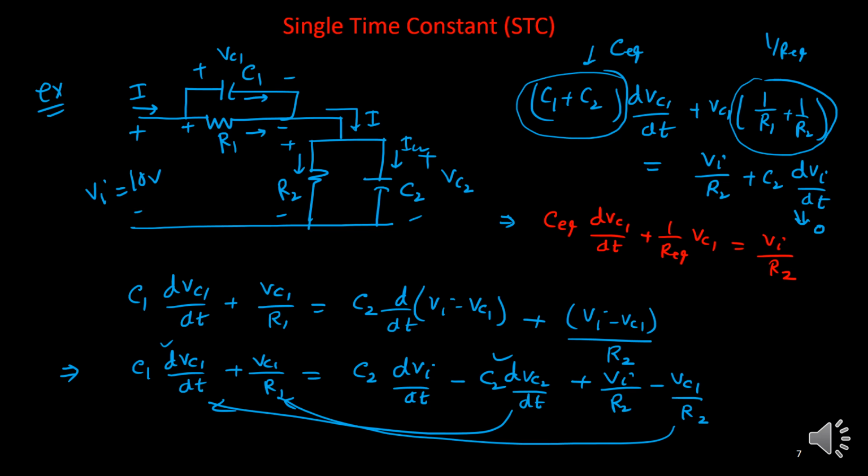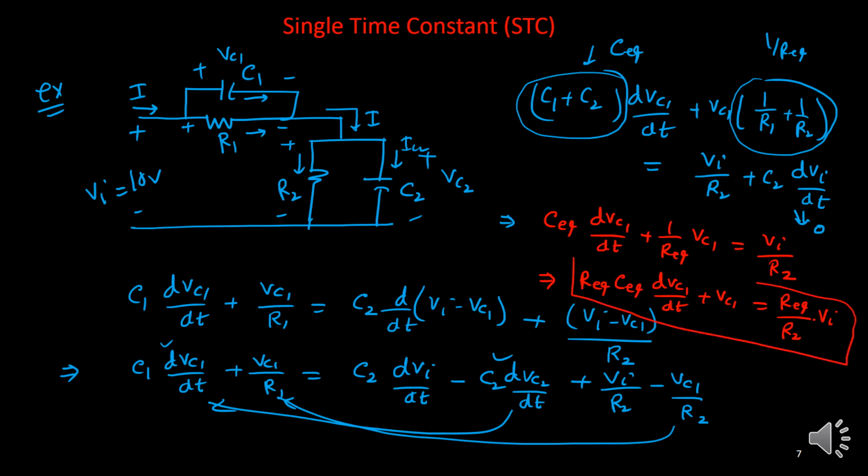Okay. Now this thing, I can multiply both sides by R equivalent. I'll get R equivalent into C equivalent times dVC1/dt plus VC1 equals R equivalent/R2 times VI. Now you can see this is perfectly one first order differential equation, and we have seen that this part is simply time constant. So this is your time constant tau. Tau equals R equivalent into C equivalent.